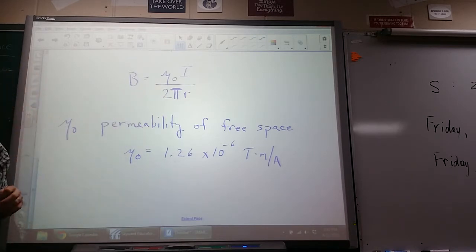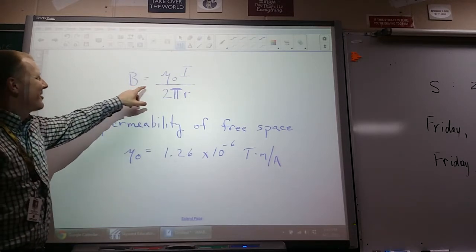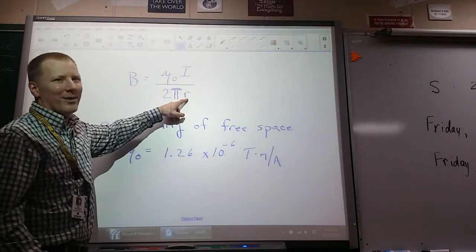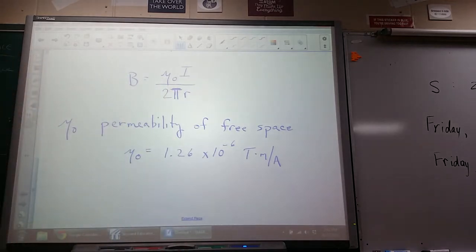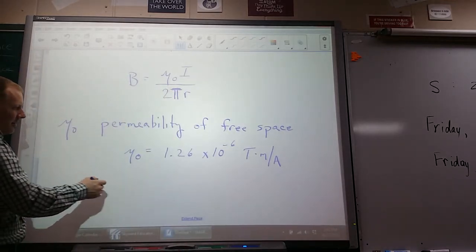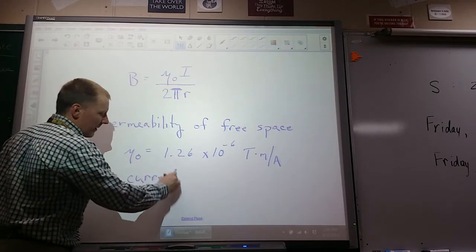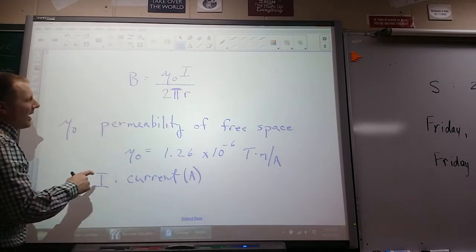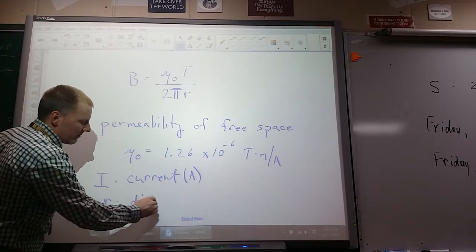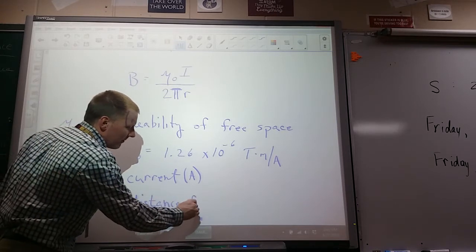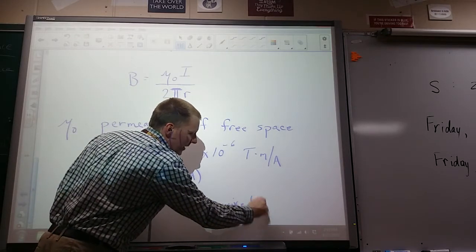How do we get the units? Ah, well, what are the units of magnetic field? Tesla. So we're multiplying by current and dividing by distance, so if we want Teslas out, that's what it's got to be. I here, of course, is current, in amps. And R is the distance from the wire, in meters. This is a radial distance.